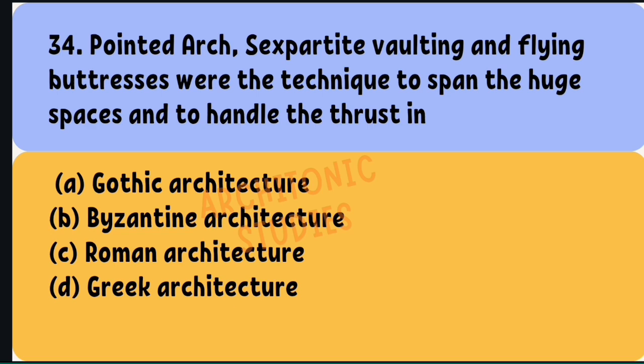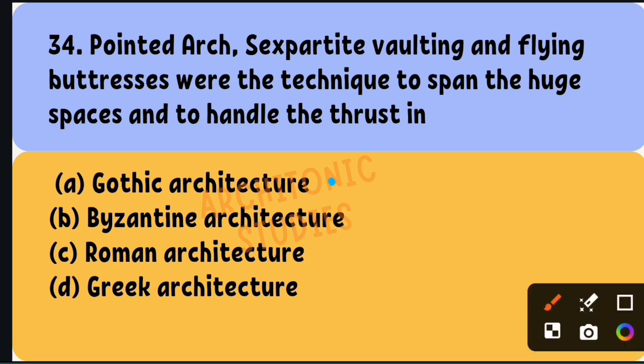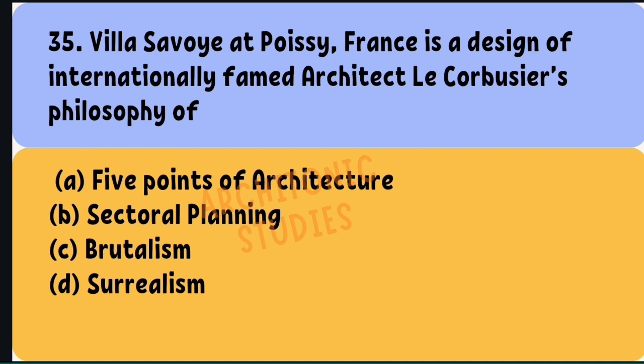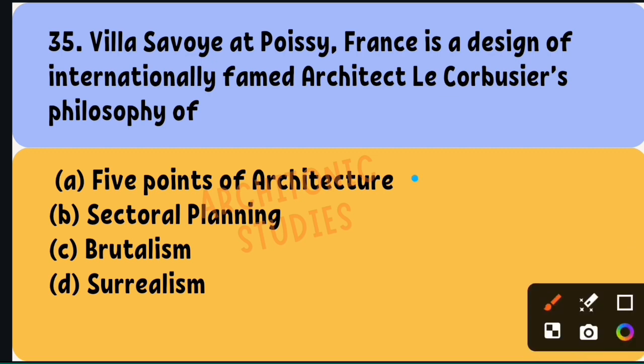Pointed arches, pendentives, vaulting and flying buttresses were the techniques to span huge spaces and to handle the thrust in Gothic architecture, Byzantine architecture, Roman architecture and Greek architecture. And the answer is Gothic architecture. Next question. Villa Savoye at Poissy, France is a design of the internationally famed architect Le Corbusier's philosophy of: 5 points of architecture, sectoral planning, Brutalism and Severalism. And the answer is A.